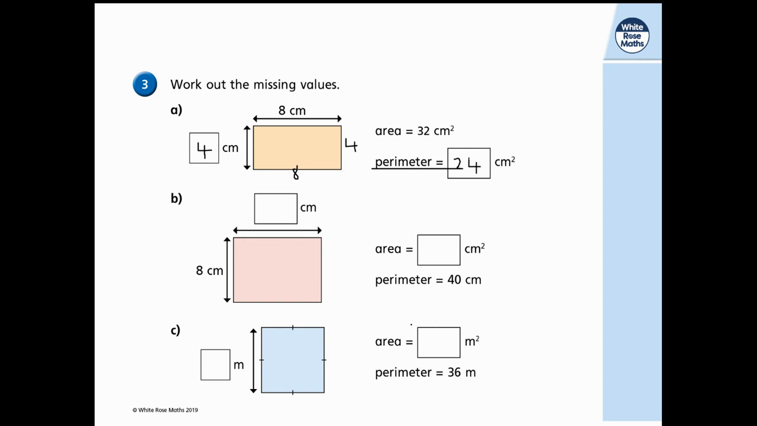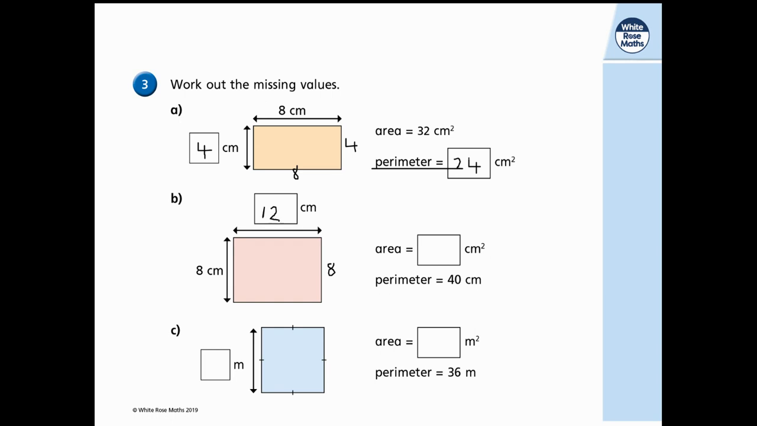Here, this time I've got a perimeter of 40, and I want to find this missing length. Well, if that's 8 and that's 8, that gives me a total of 16. So 16, add that makes 40. Well, 40 take away 16 would be 24.